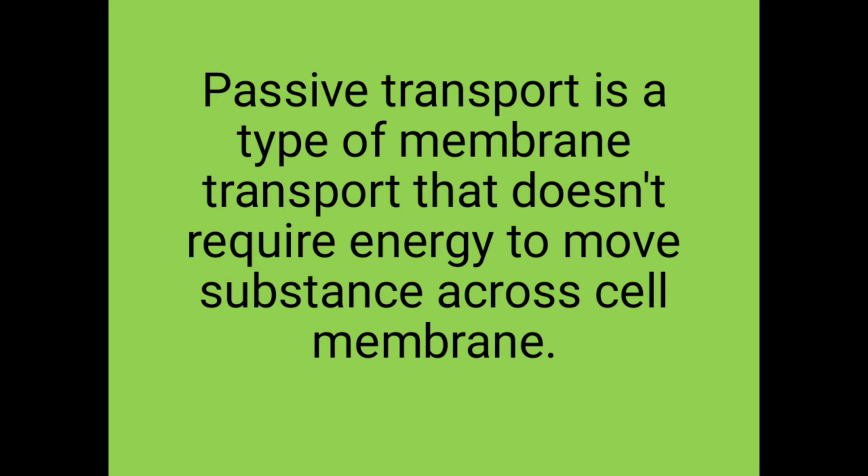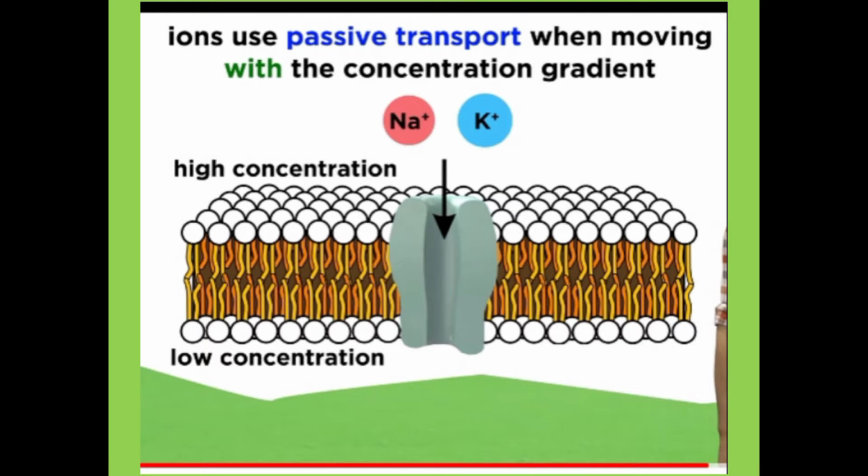Membrane transport includes passive transport and active transport. Passive transport is the type of membrane transport that does not require energy to move substances across the cell membrane. This is a diagram of passive transport. Ions use passive transport when moving with the concentration gradient. Sodium and potassium ions use passive transport to move from an area of higher concentration to an area of lower concentration.